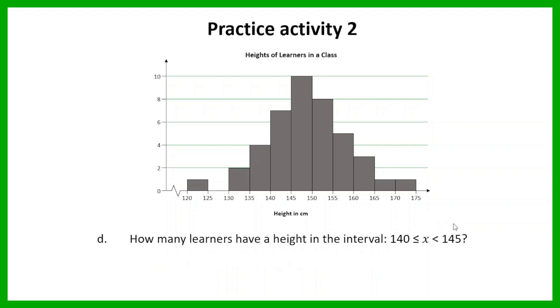The next question, how many learners have a height in the interval 140 to 145? So that is this one over here. We're just looking at that bar, and that is 7 learners altogether. Okay, so that's what you should have got for that question.